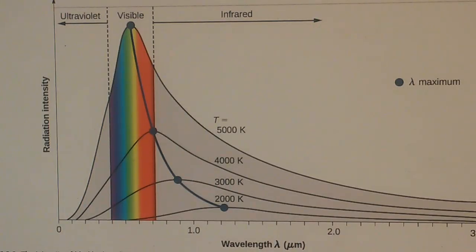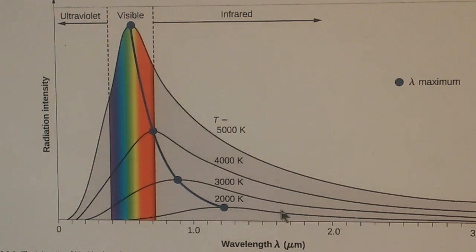This is what blackbody radiation curves look like. On the y-axis we have the radiation intensity, and on the x-axis we have the wavelength of the light. In this case, it's expressed as micrometers rather than nanometers. This range here is visible light. At the blue end we are 400 nanometers, and at the red end we are 700 nanometers. Now each one of these curves is a black body at a different temperature.